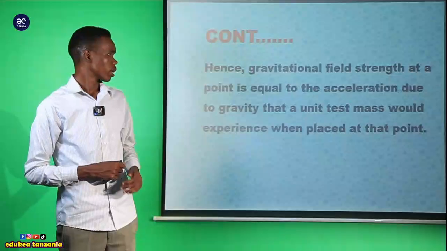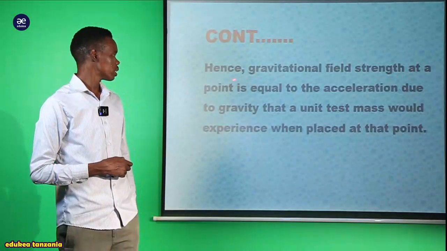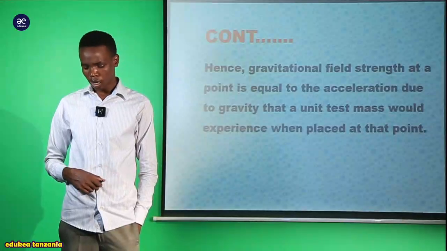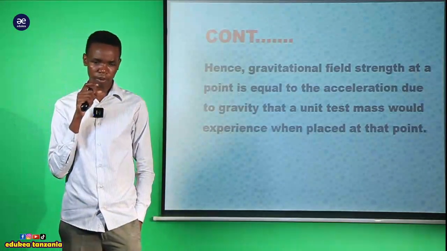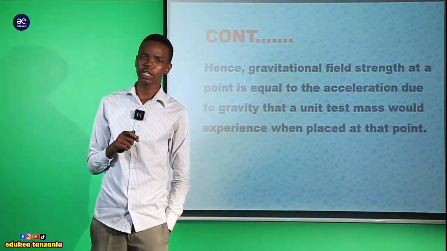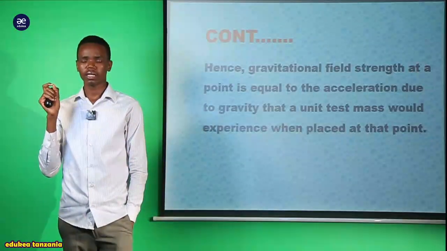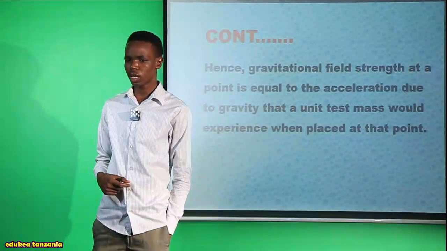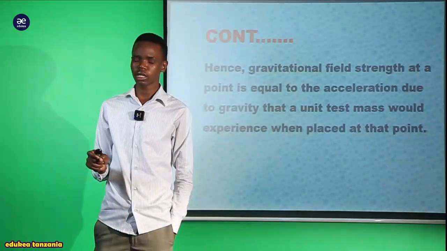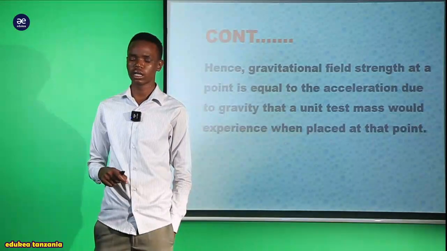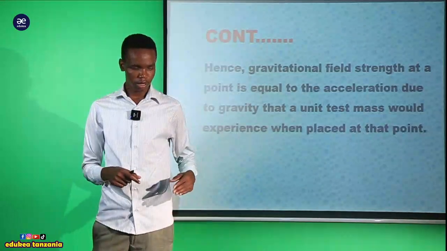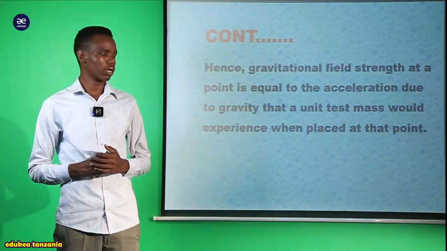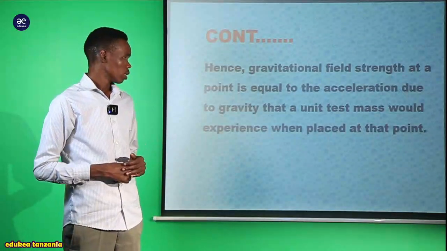So hence, the gravitational field strength at a point is equal to the acceleration due to gravity. We know that at a certain point, this gravitational field strength must be equal to the acceleration due to gravity, as we have tried to see that even their units are related. If they are related, we say that this must be equal at a certain point.